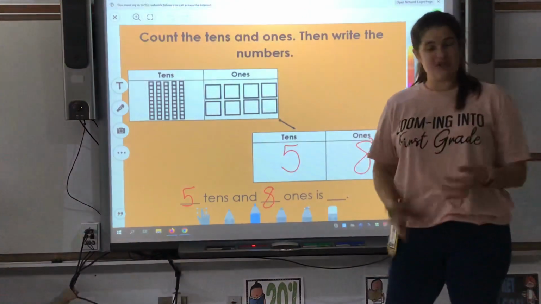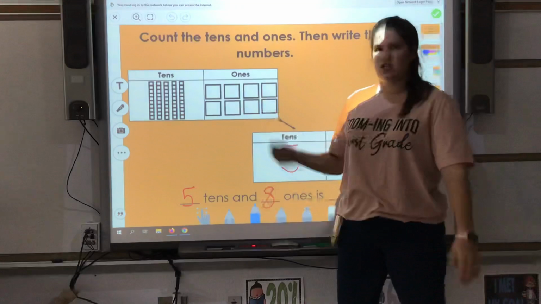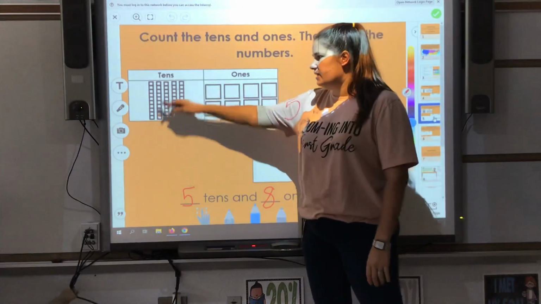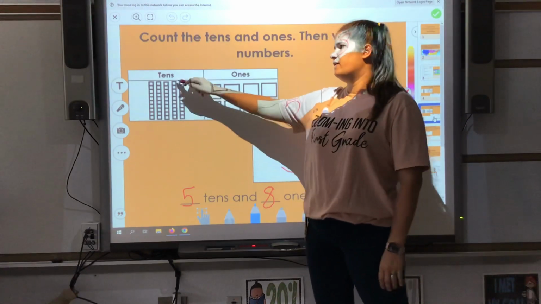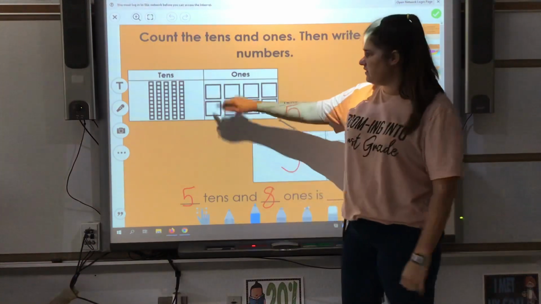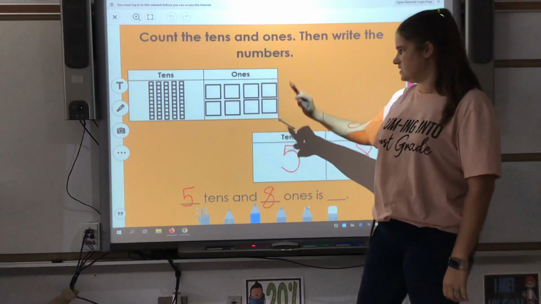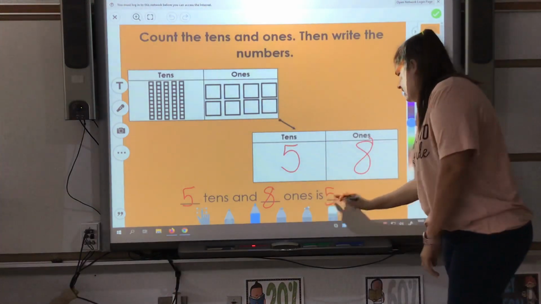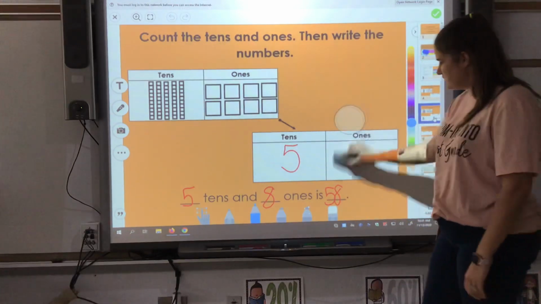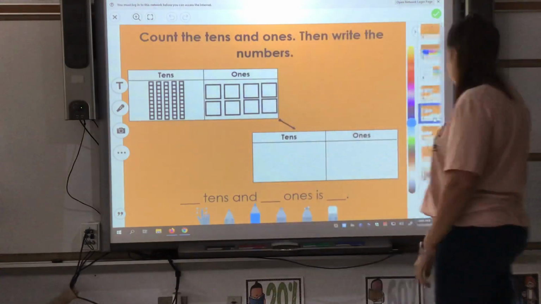And it's okay if you just can't put those numbers together to make your number. You can just go back to your picture and count it like this. 10, 20, 30, 40, 50. And then I'm going to count my ones. 51, 52, 53, 54, 55, 56, 57, 58. Great job. 5 tens and 8 ones is equal to 58.